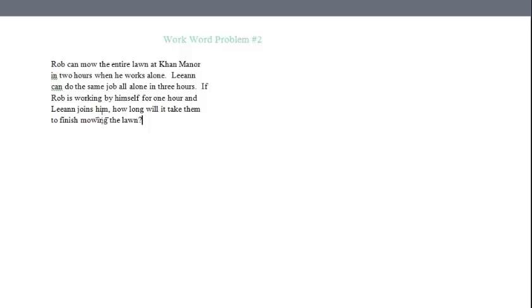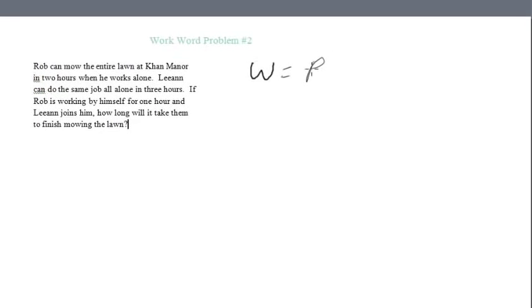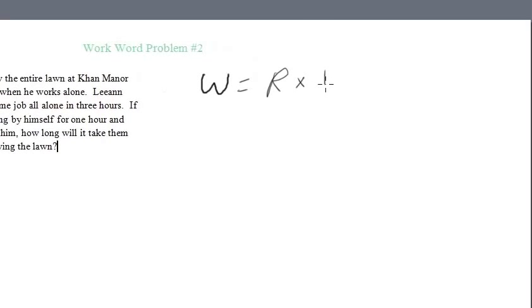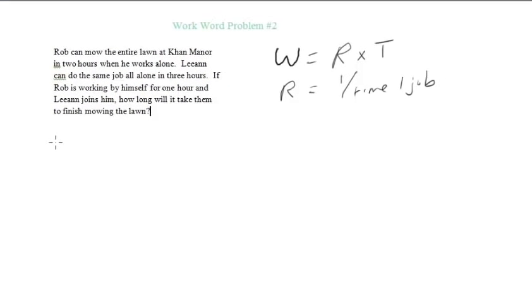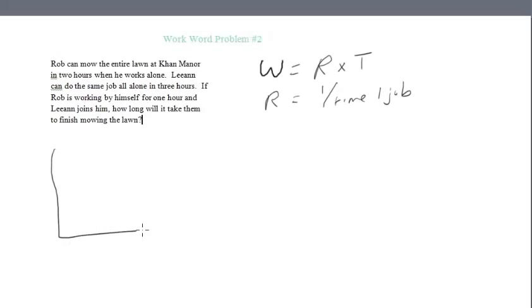In our first word problem video, we learned several important things. We learned that work equals rate times time. We also learned how to determine the rate, that the rate was 1 over the time to do one job. And we're going to use those in this problem. Now again, we're going to build a table for our information.